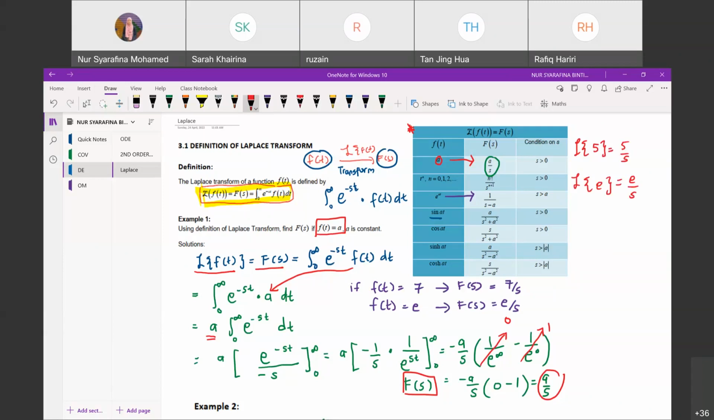Okay, so this is how you integrate. Okay, e^(-st), this one, bring it downside. Then simplify minus 1 minus a over s, put it outside. So 1 over e^(st), substitute t from infinity to 0. So 1 over infinity is 0, 1 over 1 is 1. Then you get a over s here. Okay, clear now for the first definition.